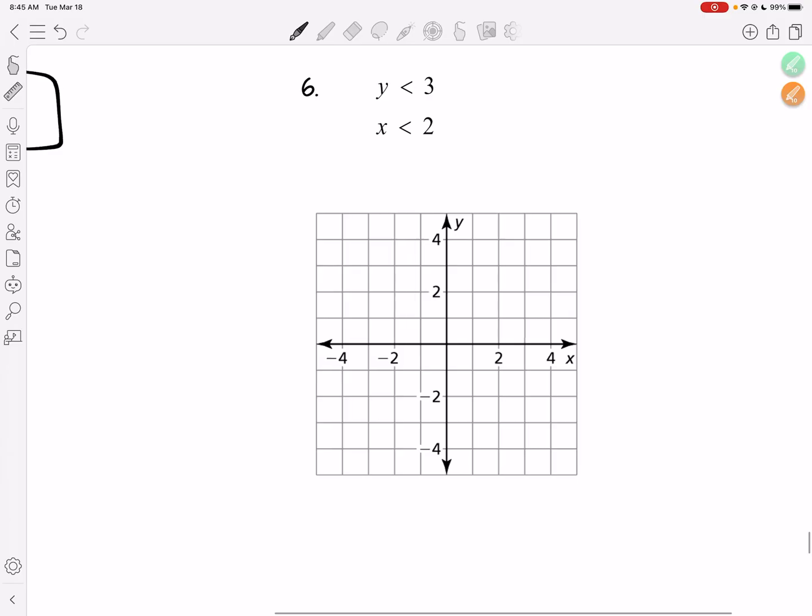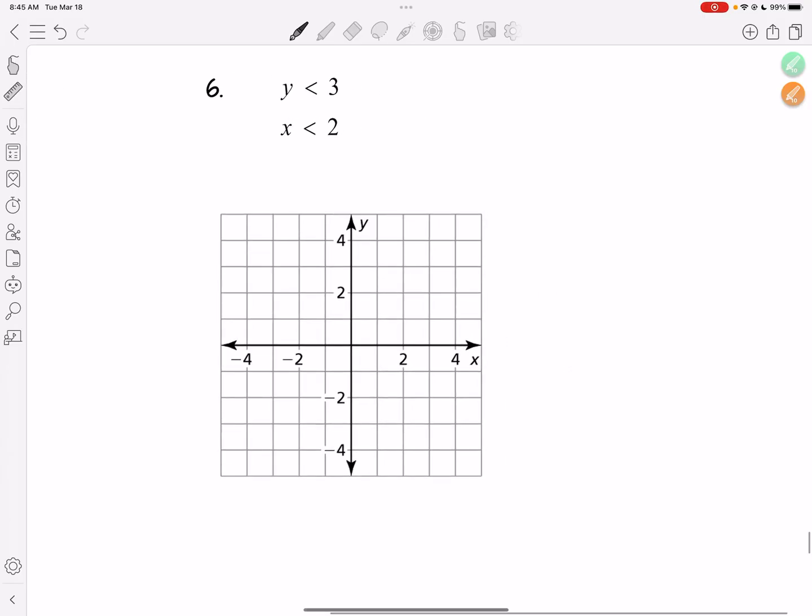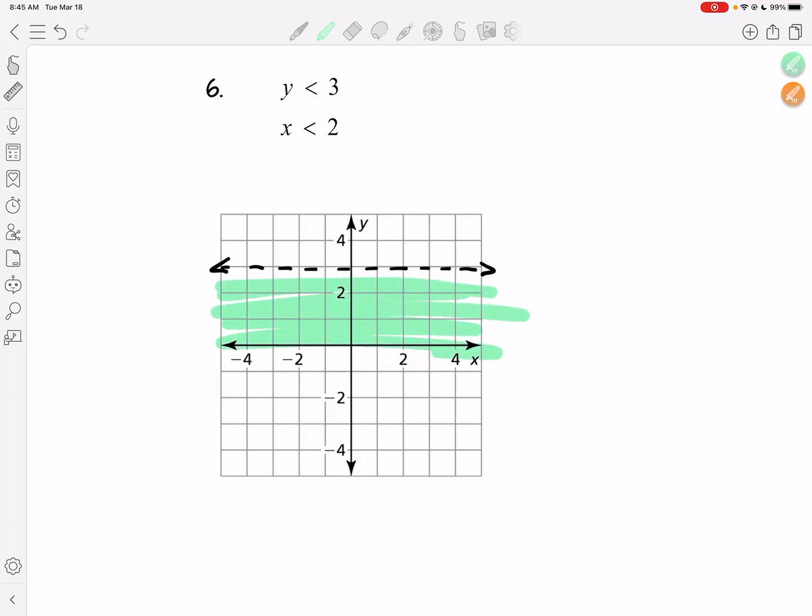So doing the same thing with number 6, we see in this case we have y is less than 3. So I'm going to draw a dotted line at 3. And it's everything underneath it like this because it's everything smaller than 3 for y.